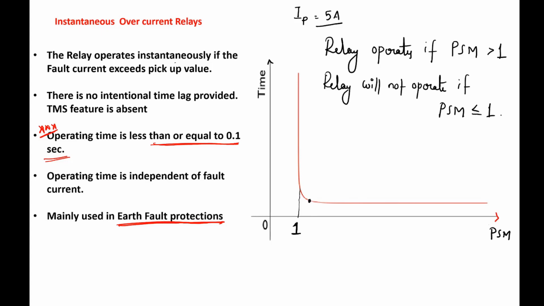Okay. So one intelligent question is, what is the operating time of overcurrent relay when PSM equal to 1? Anyone? What is the operating time of overcurrent relay when PSM equal to 1? It will not operate. Infinite. Understand? So I hope you have understood the instantaneous overcurrent relays. Can I move forward? Yes, sir.